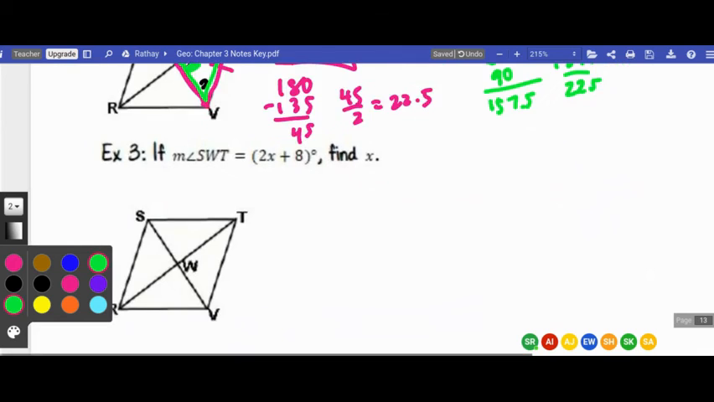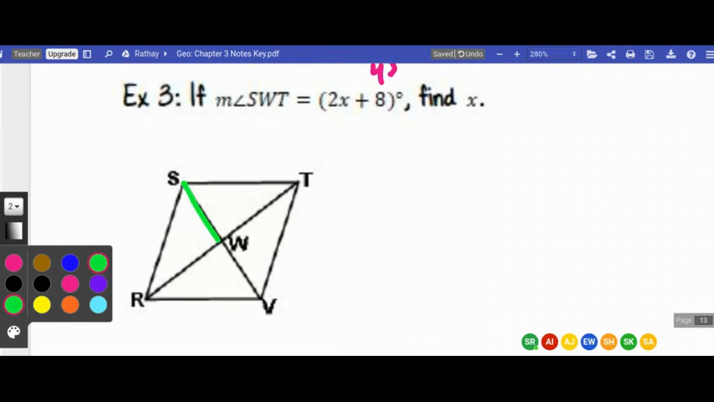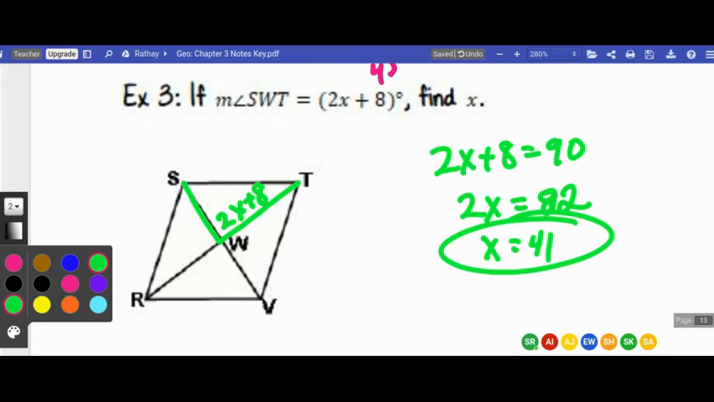Number 3, this one's pretty direct. SWT right here is 2x plus 8. And I said in the previous question, the diagonals are perpendicular. So 2x plus 8 has to equal 90. 2x has to equal 82. So x has to equal 41. Not bad.